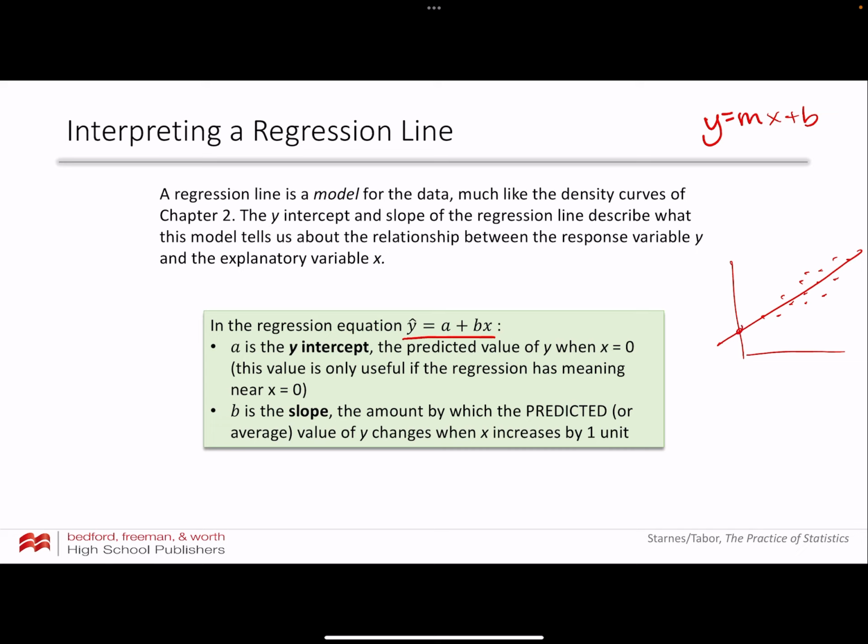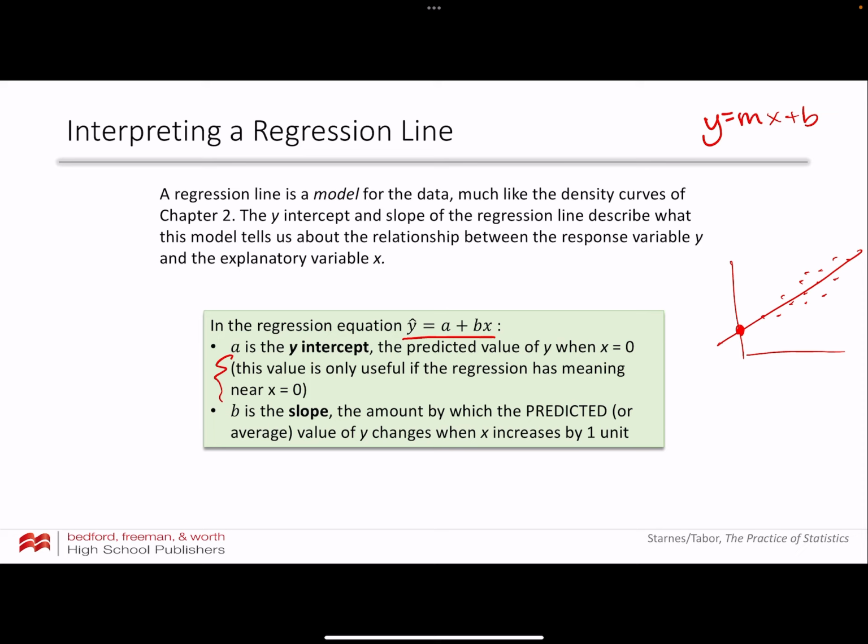But whatever my y-intercept is, would it have meaning? The interpretation of it would be when the length of the baby is 0 inches, the weight would be whatever. That doesn't make sense because I can't have a baby that's 0 inches, right? So this is what we mean when we say this value is only useful if the regression has meaning near x equals 0.